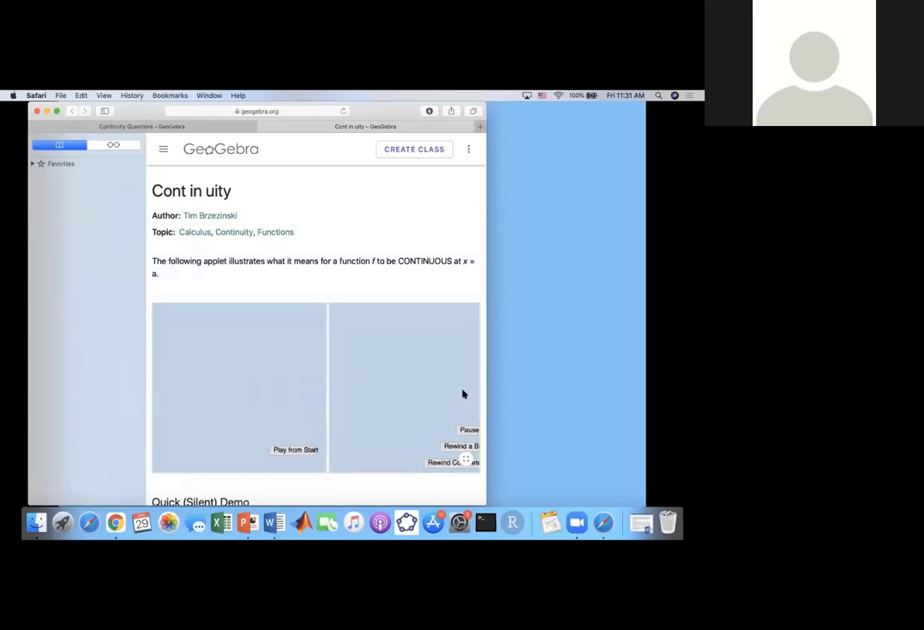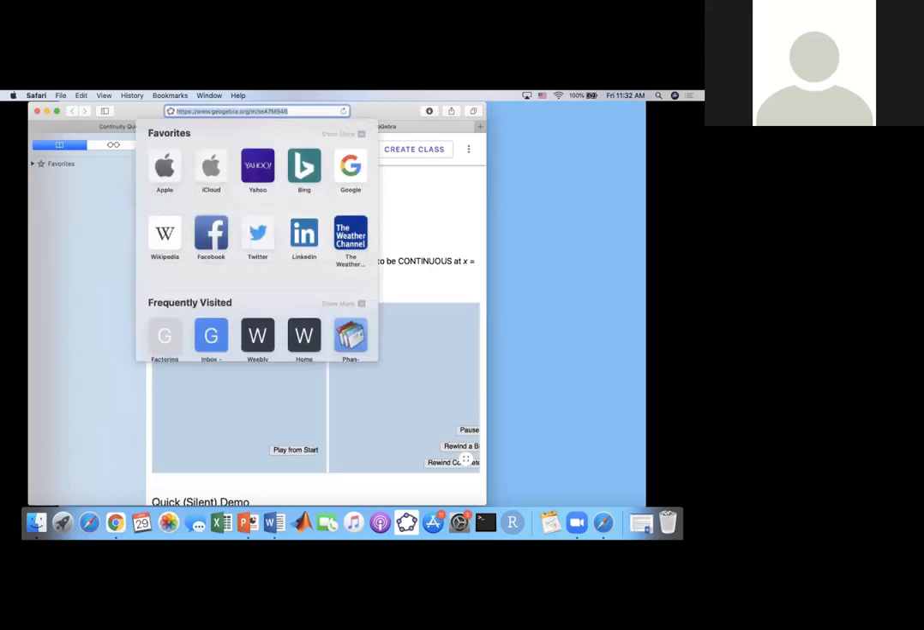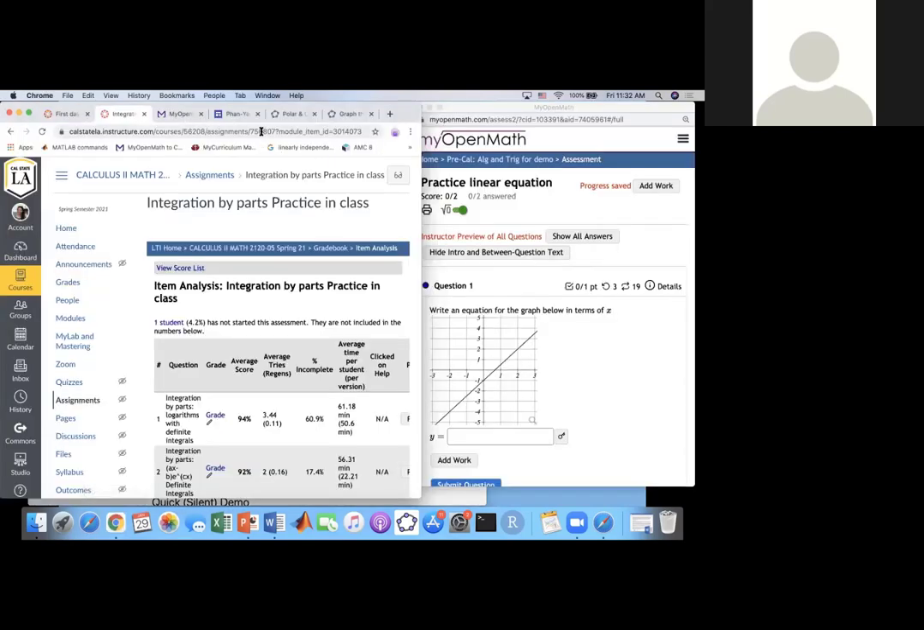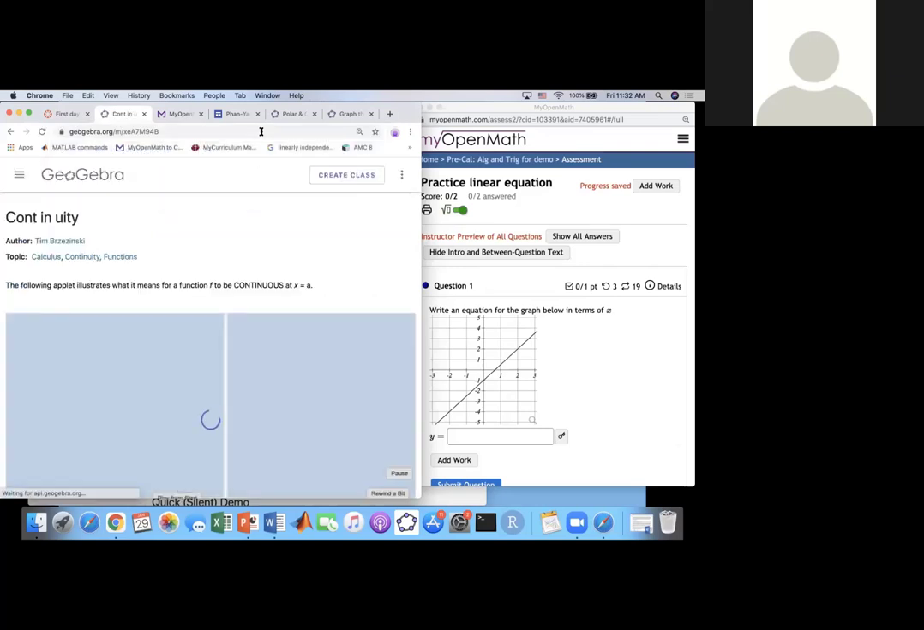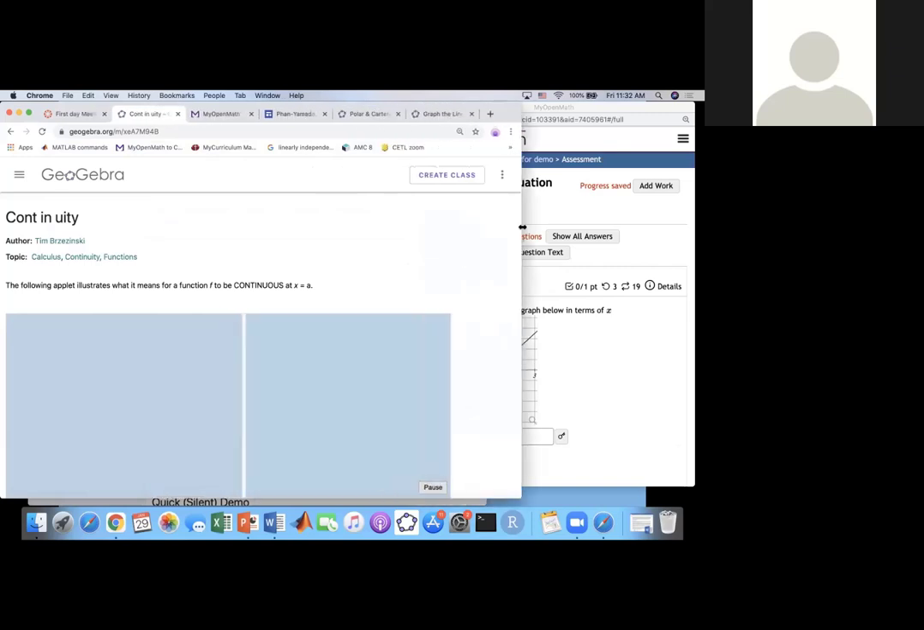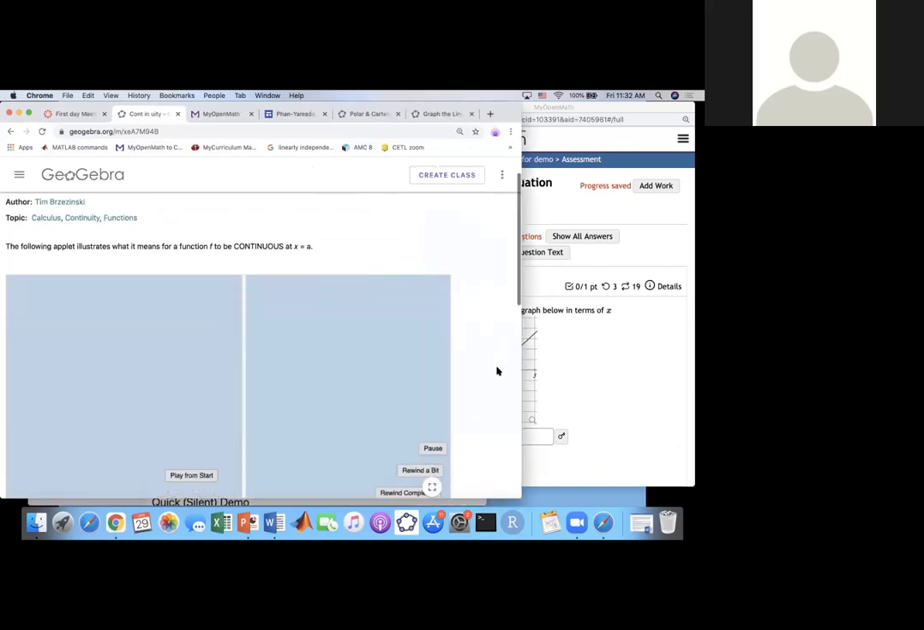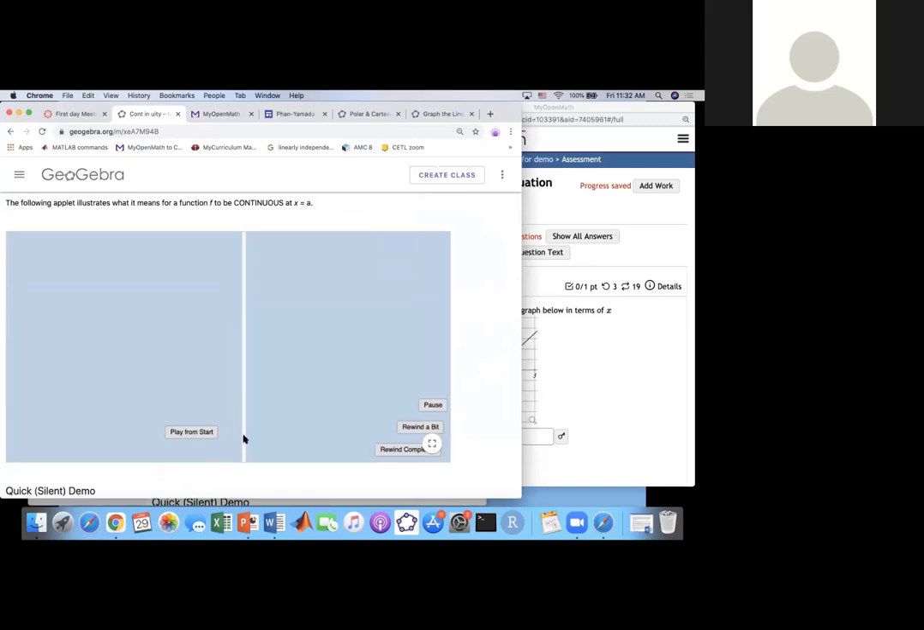I remember when I was in college, I would just say, okay, whatever they said, I could do it. But I really didn't understand the meaning of the definition of continuous. But when I found this app, it's really helpful to see. So you click on this one, you play.